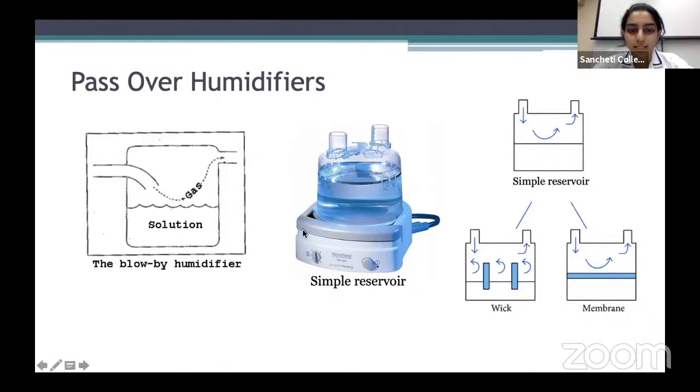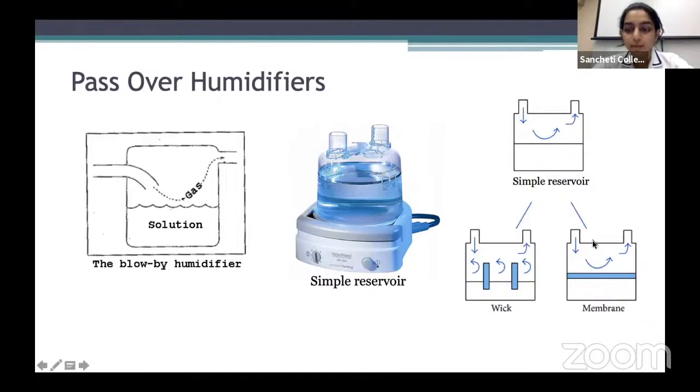If you see this center image here, which is called a simple reservoir, it has a big container filled with water, and you have 2 ports on top. One is the source from where gas is going to enter. It's going to pass over the surface of water, and then that humidified air will get delivered to the patient. And this particular one has a system down below here, which can give a source of heat. So by heating, we can increase the amount of water vapor content of the air.